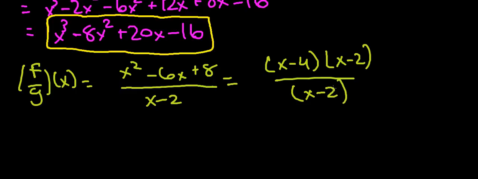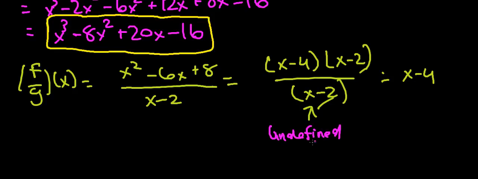And now here we have to be very careful, because we can cancel out these terms here. We have an x minus 2 and an x minus 2. x minus 4 times x minus 2, we divide out these x minus 2's, and we're left with x minus 4. But this would be an incorrect answer, because over here we have a value that will give us an undefined answer. And this is x is equal to 2.